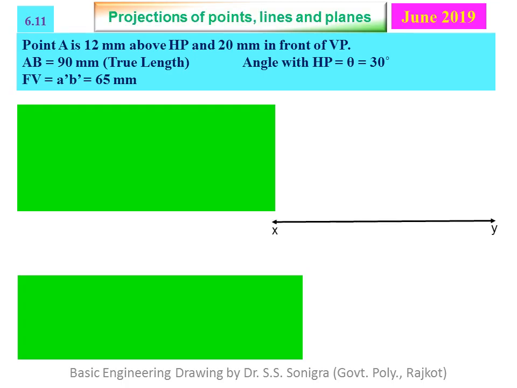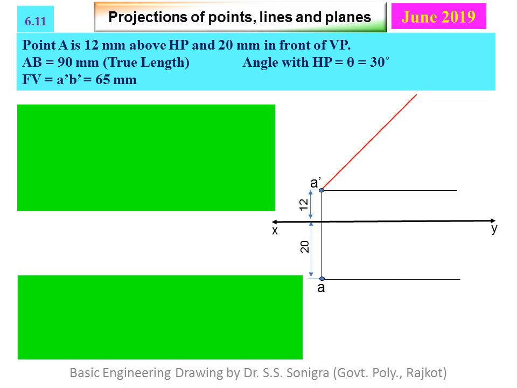First of all, let me draw XY line that represents intersection of both the reference planes HP and VP, and mark point A and A dash like this. A dash point will be above XY line at a distance of 12 mm, and top view A is below XY line at a distance of 20 mm. Then draw locuses of point A dash and A.